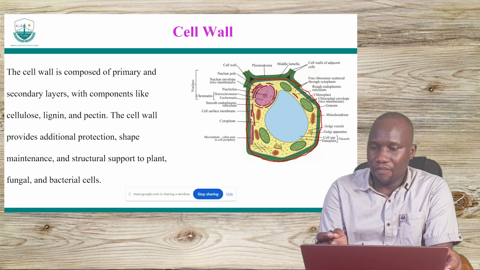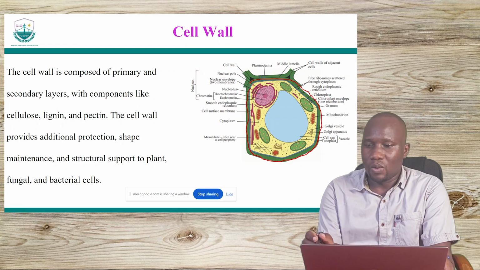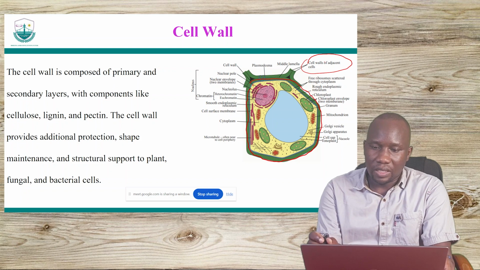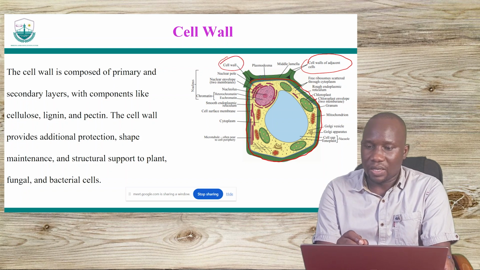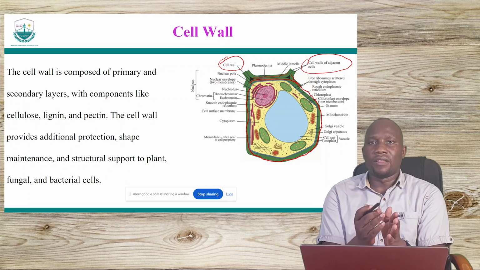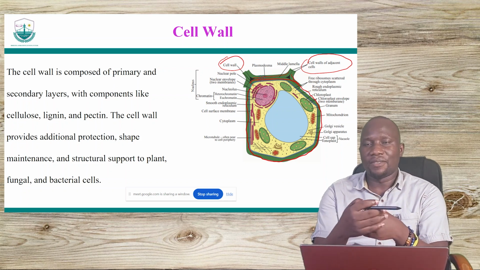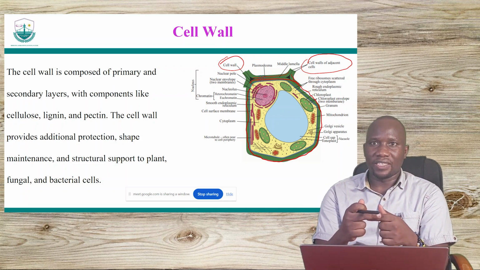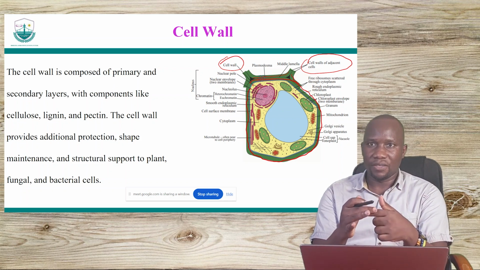That is the cell wall. Okay, it's here. That's the cell wall. So this cell wall, they are in contact with the cell walls of adjacent cells. So when we say adjacent cells, we mean the next cell. They are closely packed, right?